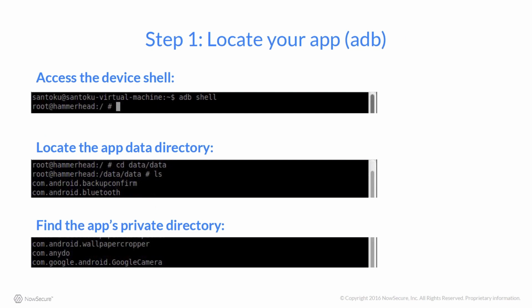For the Android commands we're going to be using here, we're going to be using something called Android Debug Bridge, so the ADB command. That's really just a way to shell into the Android device and connect to the file system there. So in order to locate your app, you're going to access the device shell and change into the data directory. The data directory is where all of your installed apps are going to appear. And here you simply want to find the app's private directory, so the package name. In this case, we're looking at the any.do application, so you can see in that third screenshot, com.anydo is the one we're looking for. And that's just something you want to take note of for the next step.